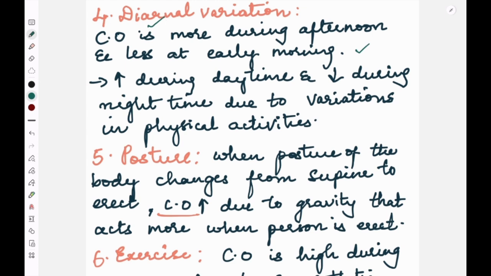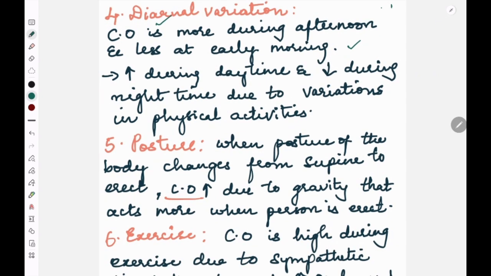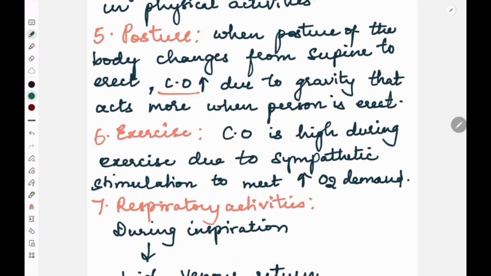Usually the temperature is more during the afternoon compared to early morning. So this is also similar to diurnal variation. This is because of physical activities. There is a difference in physical activities. Whenever the physical activity is more, the cardiac output will also be higher, for example in exercise. When the person is sleeping, the cardiac output will be less. Next comes the posture.